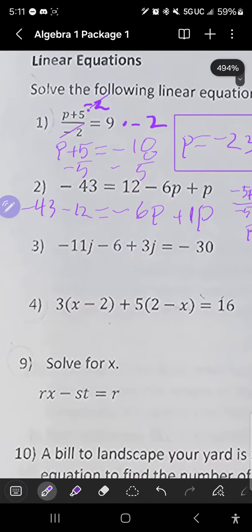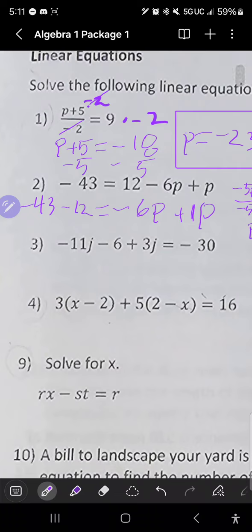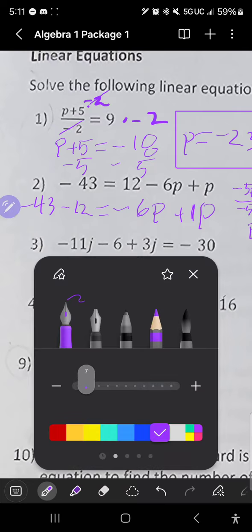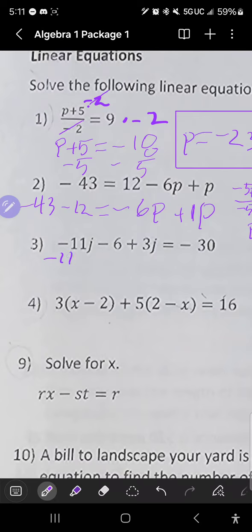For example 3, as you see, it's basically like example 2. You have two similar terms, two variables and two numbers. So we always want to leave the variables on one side and the numbers on the other. So we get negative 19j plus 3j equals negative 3, and since we want to get rid of this 6, we need to add 6 on both sides. So we get negative 3 plus 6.